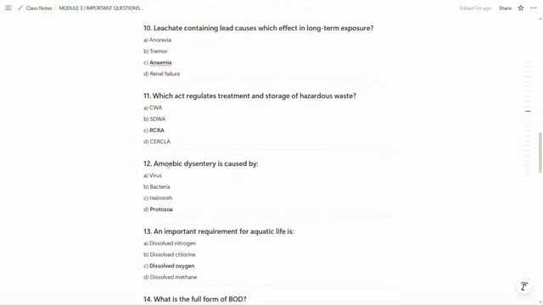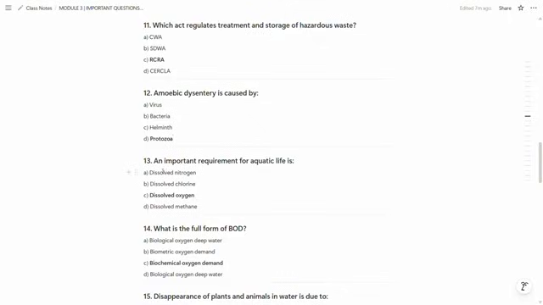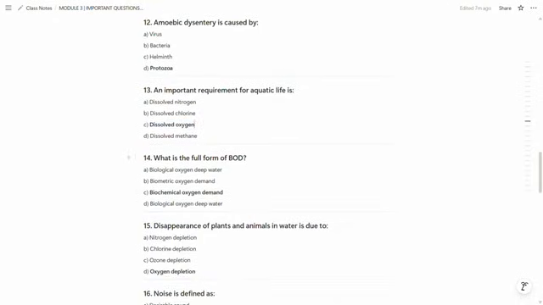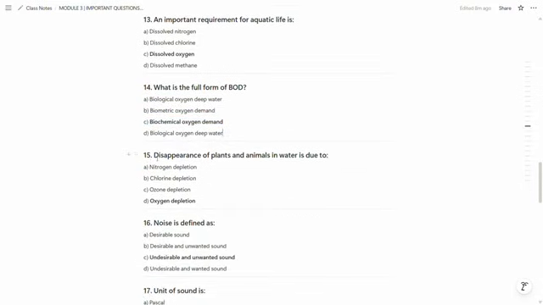Now the 12th question is, amoebic dysentery is caused by protozoa. So D option is the correct one. Now in the 13th question, an important requirement for aquatic life is dissolved oxygen. So C option is the correct one. Now what is the full form of BOD? The full form of BOD is biochemical oxygen demand. So C is the correct one. Now the 15th question is, disappearance of plants and animals in water is due to oxygen depletion. So D is the correct one.